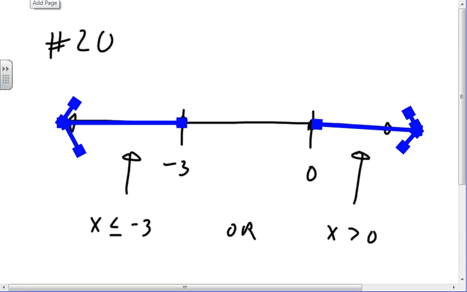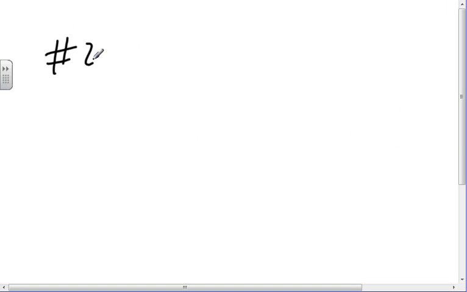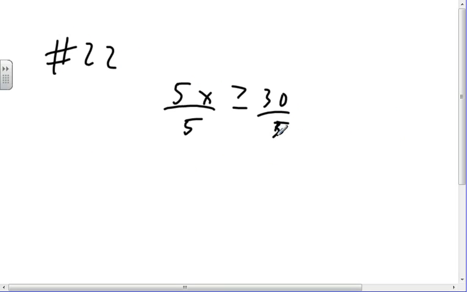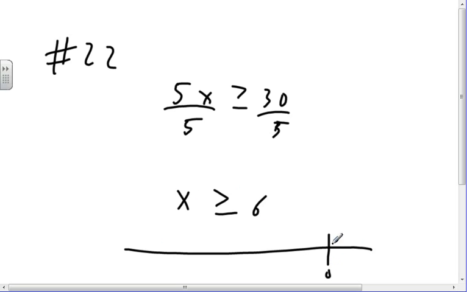All right, ready to go to 22. 5x is greater than or equal to 30. Well, isn't that special? Notice I don't have any rule for dividing, so I'm just going to multiply both sides by 1/5. So x is greater than or equal to 6. There's my 6. And now I draw a curve going that way. How exciting.